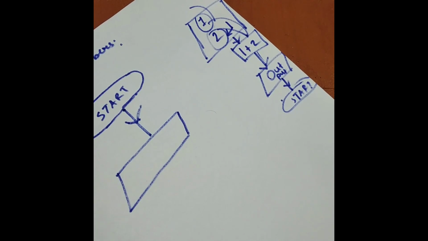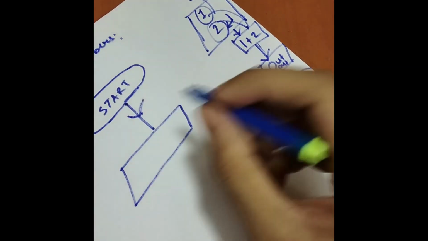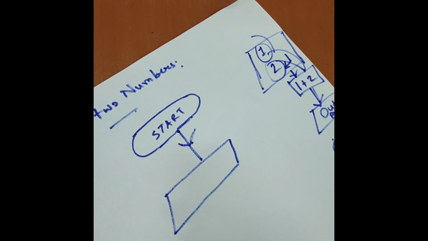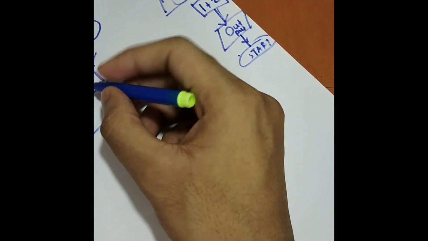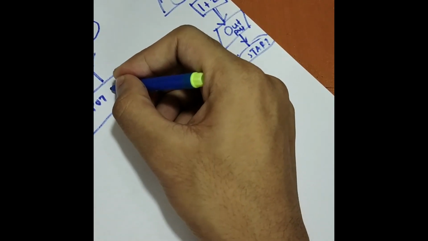So how can I vary an input? Obviously by inputting a variable. Here I have to perform the addition of two numbers, so I have to give two variables, right? So I give two variables as input, let them be x and y. I have given two variables as input. What next?